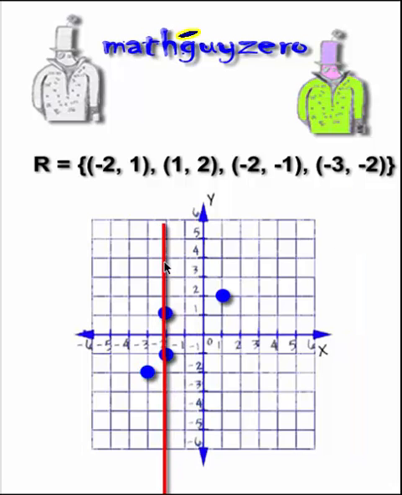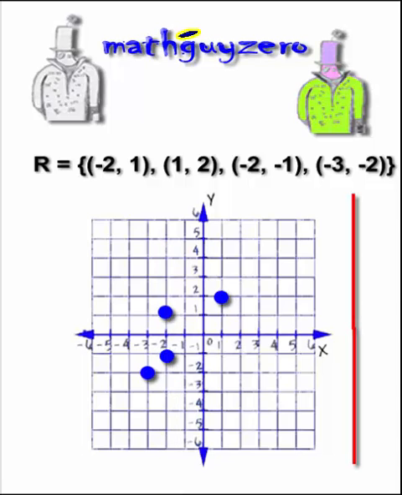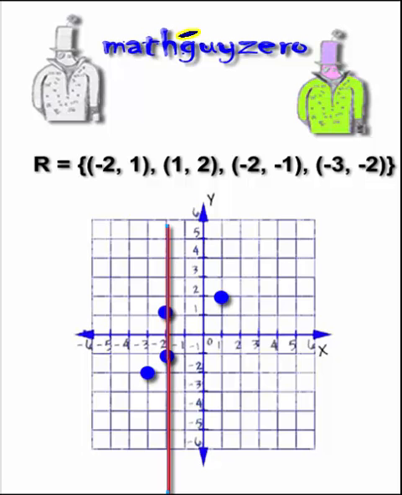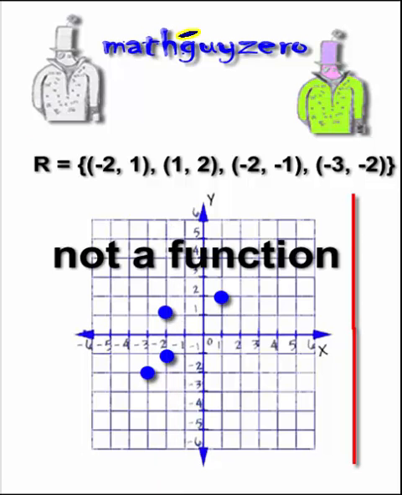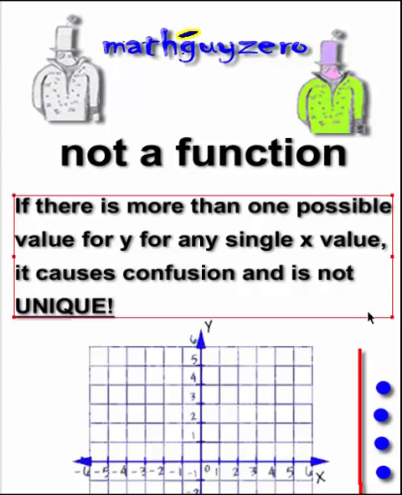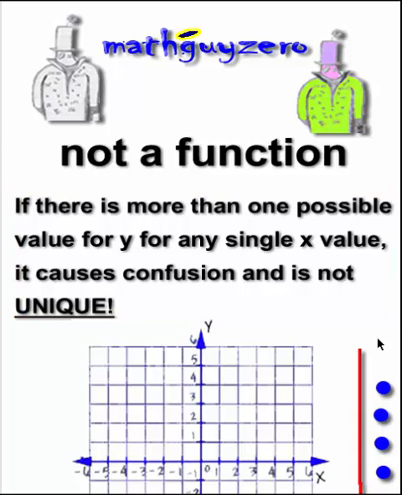Bam! So in other words, when you plug in a negative 2 for x, you have two different values that you could go to. That causes confusion, okay? So when we have this failing the vertical line test, we just say it's not a function, because the definition of a function is that everything is unique. So in other words, for each x that you put in there, you would only get one option as a y. Okay?